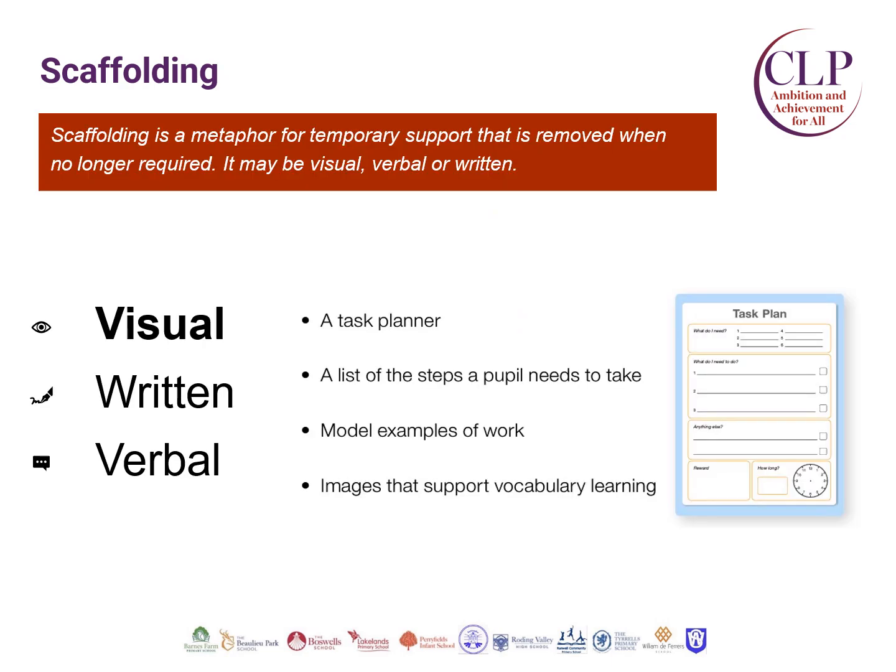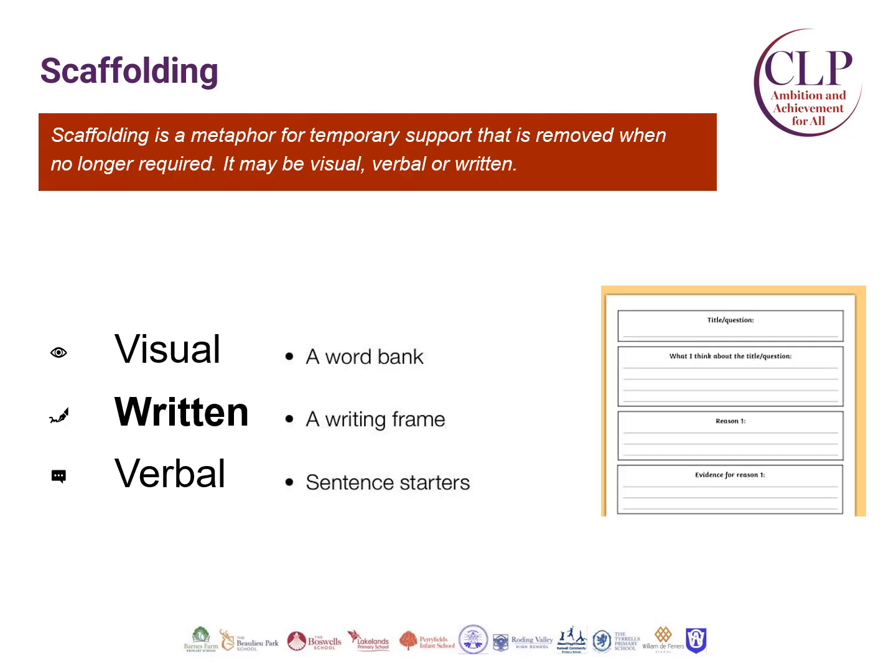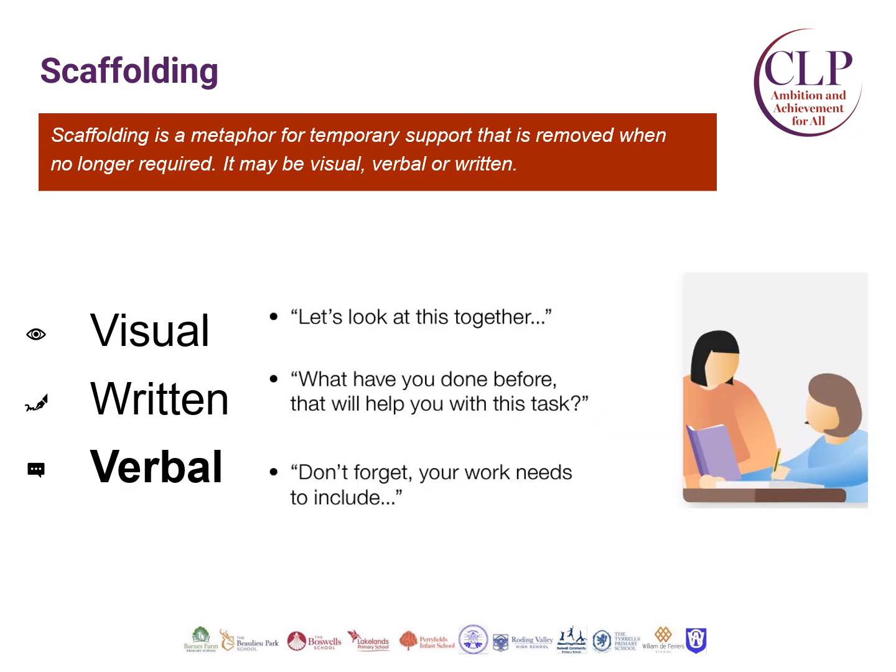Last time, we looked at some examples of scaffolding, and you created mind maps to showcase your own examples. As a reminder, here are some examples of visual scaffolds: a task planner, a list of the steps a pupil needs to take, model examples of work, or images that support vocabulary learning. Written scaffolds can include a word bank, a writing frame, or sentence starters. Verbal scaffolds include phrases such as, let's look at this together. What have you done before that will help you with this task? Or, don't forget, your work needs to include.